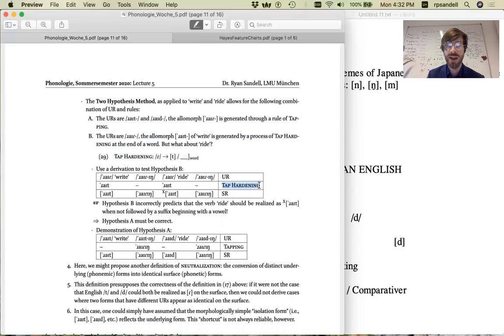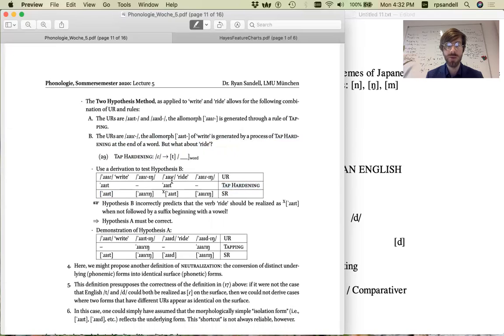So if we take hypothesis B with this rule of tap hardening, which states that an underlying tap becomes a voiceless alveolar stop at the right edge of a word, in the suffix forms, nothing happens. So the forms writing and riding occur in both cases. That's precisely what we want. That's good. Tap hardening makes the correct prediction for the verb write, because in simple present tense forms like I write, they write, we find a stop at the end of the word.